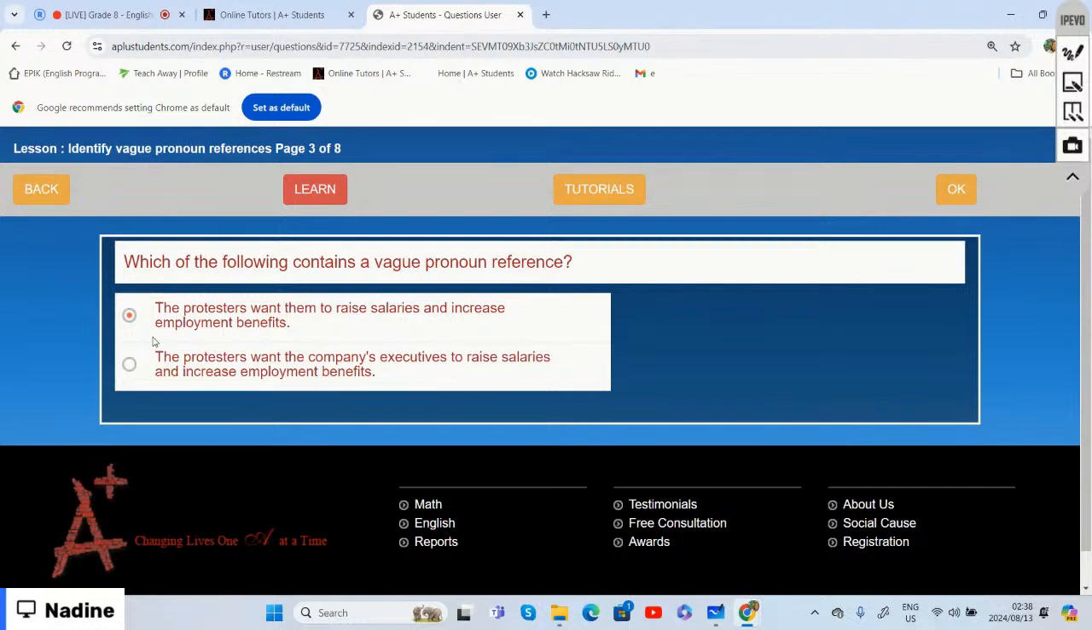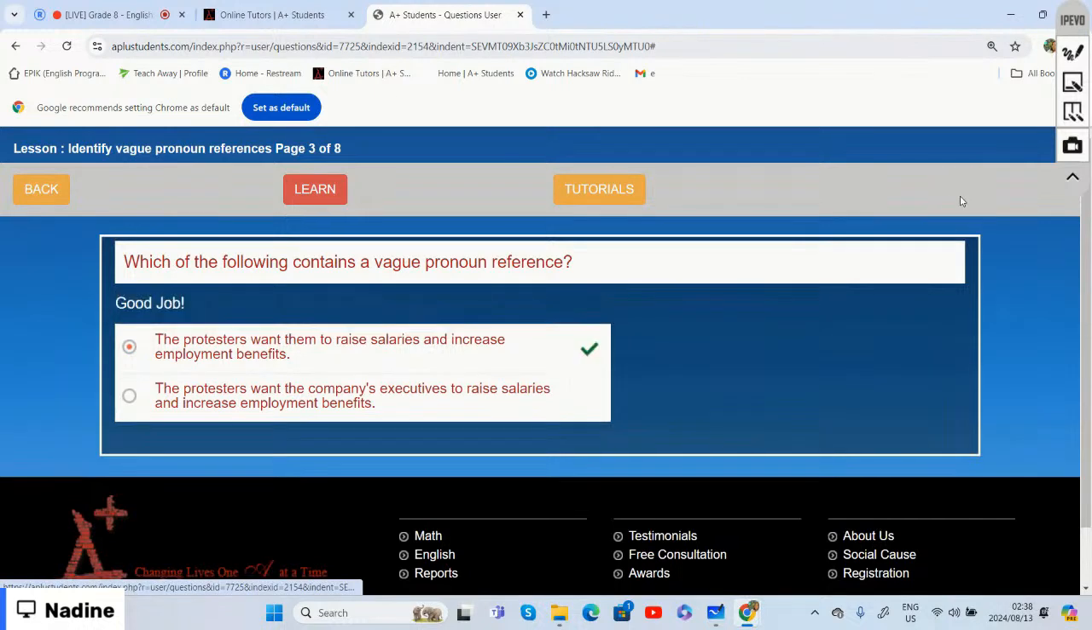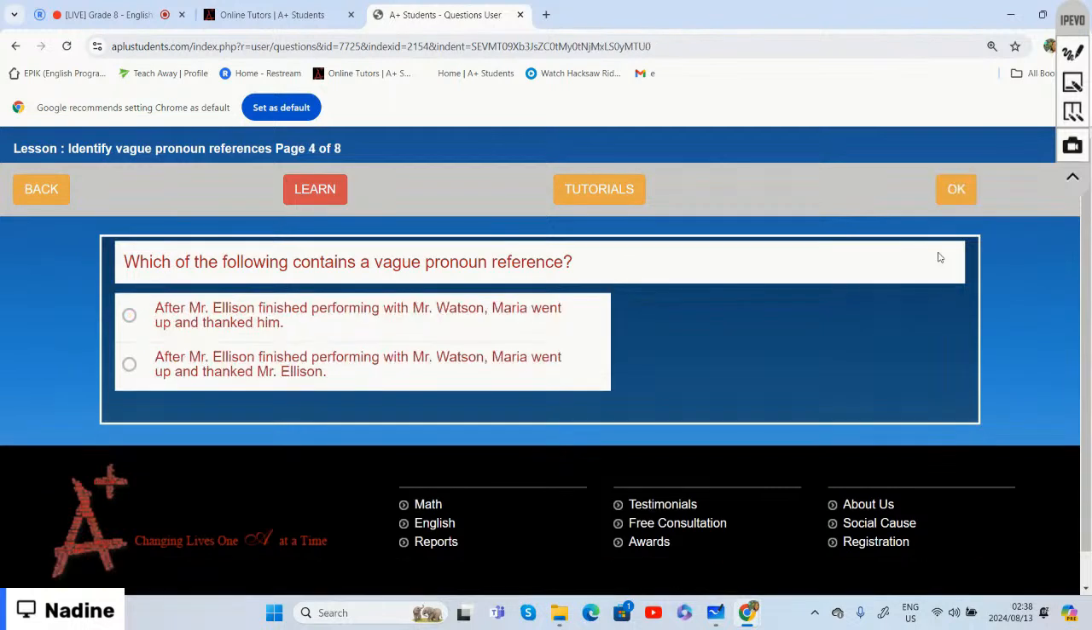And if we were to select the vague pronoun reference, we will choose option one. It's the them in there.